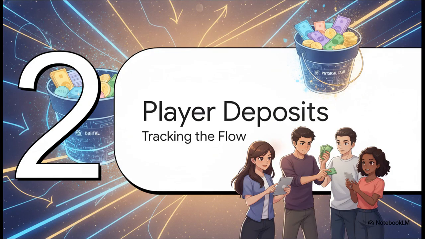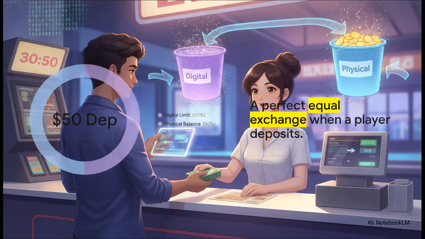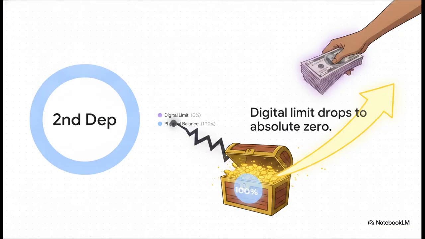Moving right along to Section 2, Handling Player Deposits, Tracking the Flow of Action. Okay, picture this. A player walks up and tops up $50. This brilliantly illustrates the perfect equal exchange. Watch how your digital limit drops by 50, bringing your digital capacity down to 50. But at the exact same time, your physical balance simultaneously increases by 50 because they just handed you that cash. One bucket empties by 50, the other fills by 50. It's that simple.